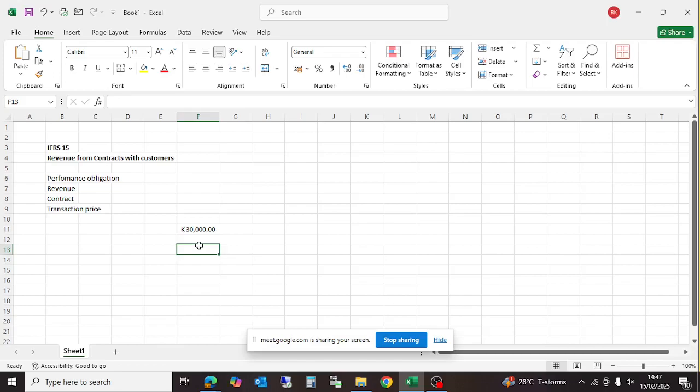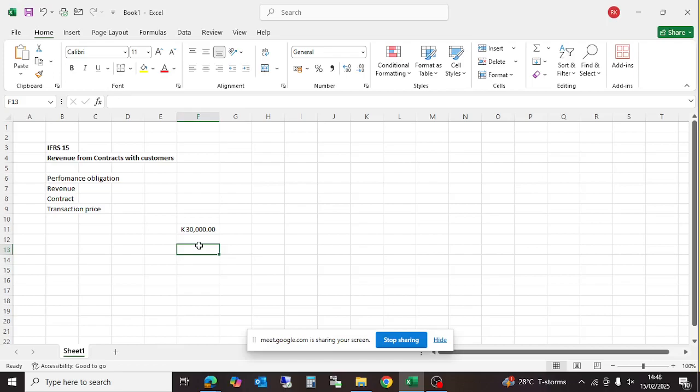So we have two people here. We have a customer who wants to buy the cement, and we have a supplier who wants to sell the cement. Those two people have agreed. So the agreement is actually a contract. The agreement between the two parties, the customer and the supplier, to deliver those goods and receive a transaction price is a contract. It's a contract of sale.